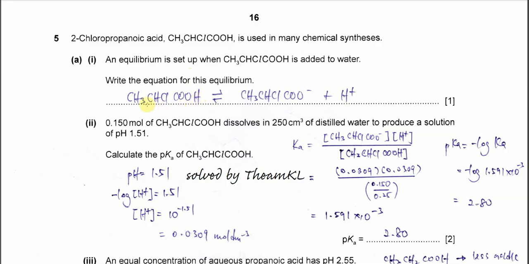So you just show that this 2-chloropropanoic acid dissociates and forms these ions, this anion and this hydrogen ion.